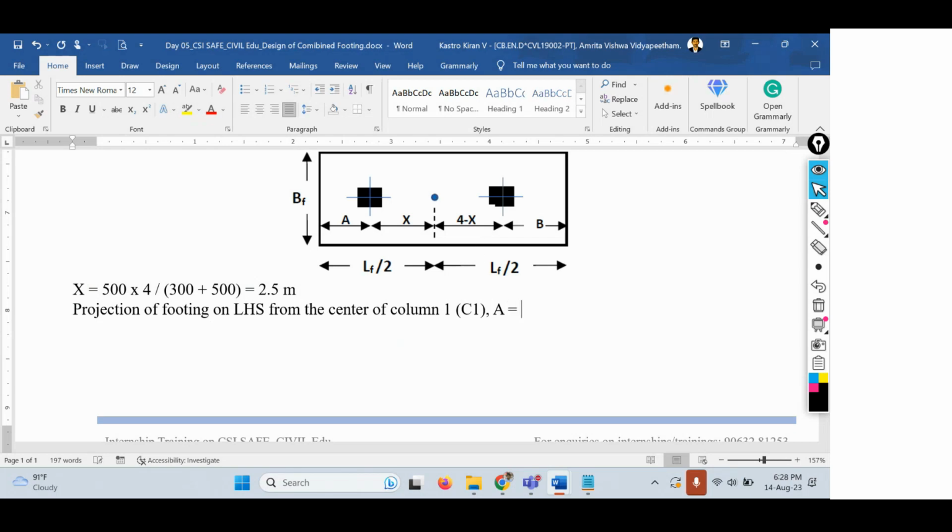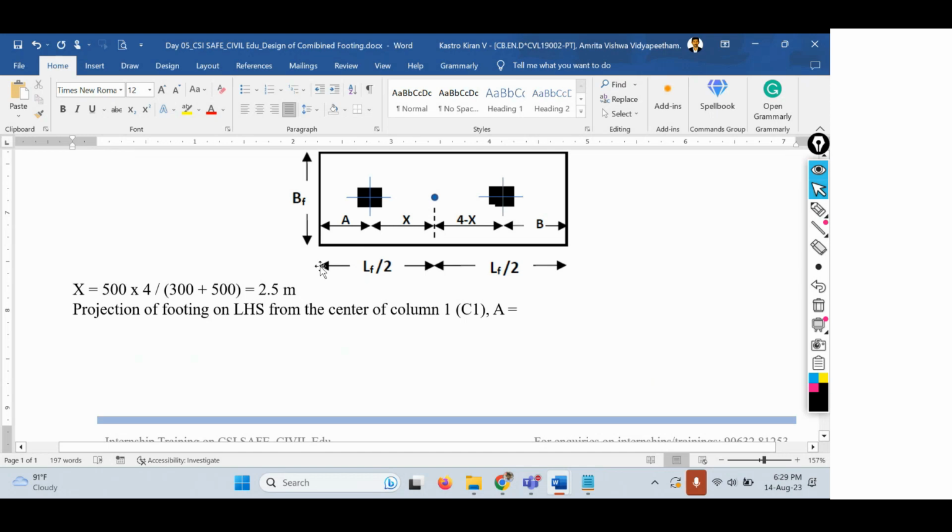Capital A equals, what is this distance? L by 2. The total length is LF, so from the center it is LF by 2 and LF by 2. What I need is this distance, that is capital A distance. So half of the total length of the footing, that is LF by 2 minus X, will give us this distance. Half of the total length of the footing minus X will give us the distance of capital A.